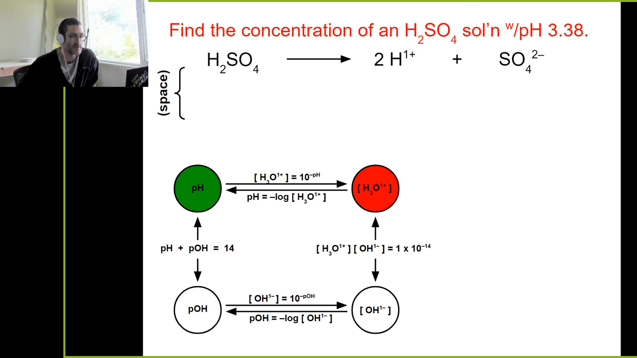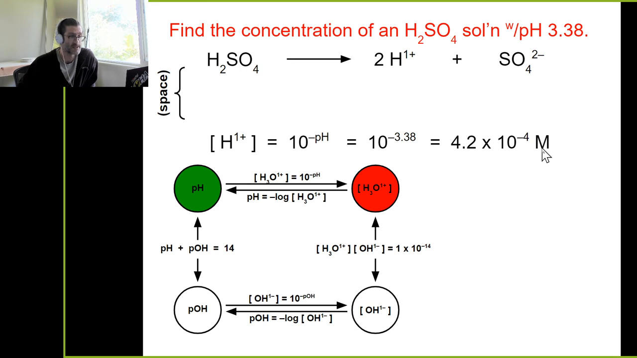We're going to leave some space because what we're actually looking for isn't the concentration of H3O plus, but the concentration of sulfuric acid. So the concentration of H plus is 10 to the minus pH, so we're going to raise 10 to the negative pH power. That gives us a concentration of H plus of 4.2 times 10 to the minus 4 molar, or moles per liter. We'll put that up there.